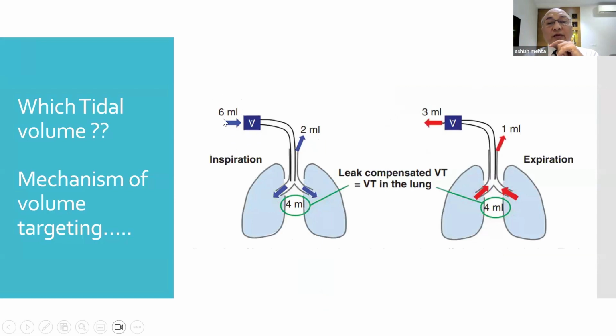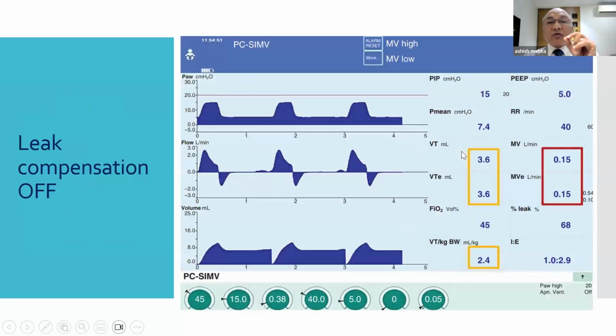tidal volume. If you are going to target exhaled tidal volume, what happens? When the baby is exhaling this 4 ml, 1 ml is leaking, so 3 ml is coming out. So when you are targeting exhaled tidal volume, you may end up giving more to the baby, because here it's coming out 3, actually the baby is getting 4. So rather than getting under ventilation, it is better to get over ventilation. And that's why it is good to target exhaled tidal volume rather than inhaled tidal volume.